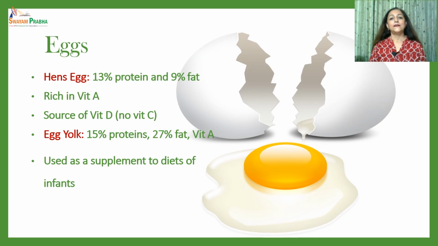Next category is eggs. Hen's eggs contain 13% of protein and 9% of fat. They are rich sources of vitamin A. They are good sources of vitamin D, but they do not contain vitamin C. The egg yolk contains 15% proteins and 27% fat. Along with that, it contains vitamin A. It is used as a supplement to the diet of the infant.